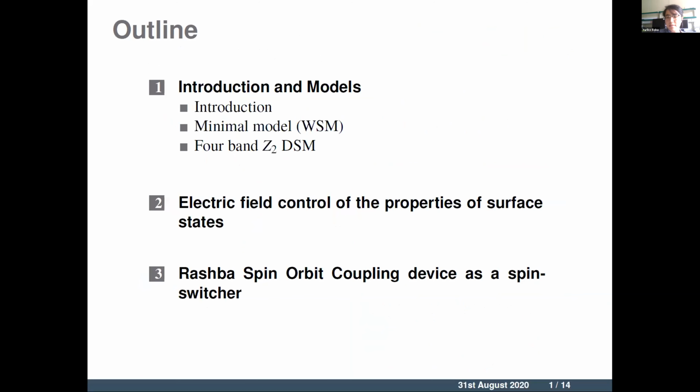I'm going to organize the talk in 3 main parts. I will start by introducing the materials and models. Then I will discuss the two perturbations considered: the effect of an electric field perpendicular to the surface, and the Rashba spin-orbit coupling generated by broken inversion symmetry.